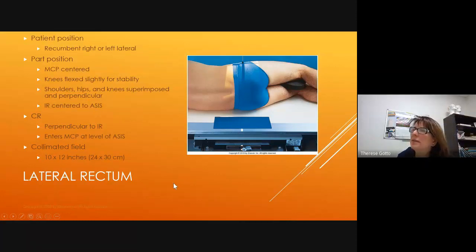You're going to center to the MCP. The IR is going to be centered to your ASIS for your rectum, because you got to remember where your rectum is situated, okay, low in the pelvis. So ASIS and MCP with a lead blocker to absorb the scatter, okay? We're using a 10 by 12 lengthwise for this one. No angle on the central ray, so perpendicular central ray.